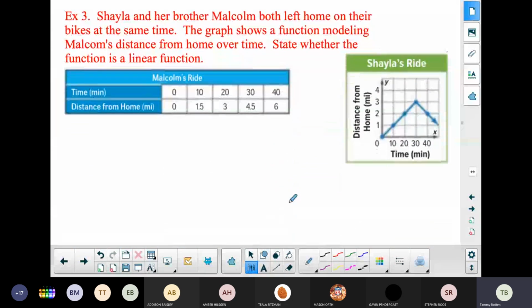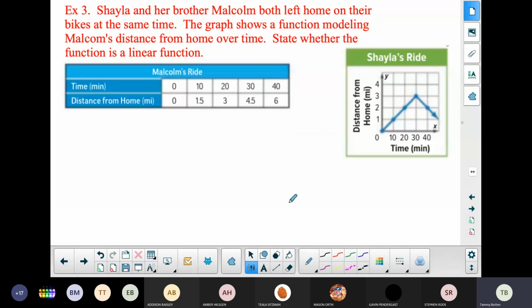Okay. This one here says Shayla and her brother Malcolm both left home on their bikes at the same time. The graph shows a function modeling Malcolm's distance from home over time. State whether the function is a linear function. So let's start with the graph again. If something were a linear function, it would have to be just one straight line. This, she's going away from home and then she starts going back to home. It's not just one straight line. So this is no. Okay, not a linear function.